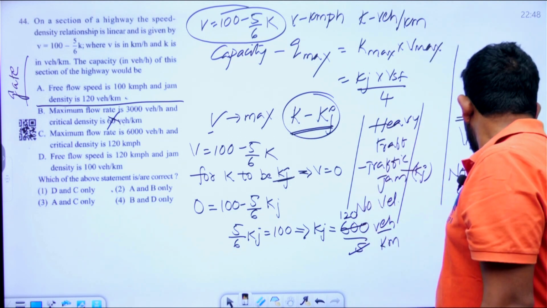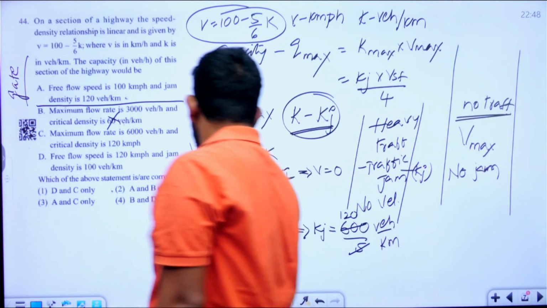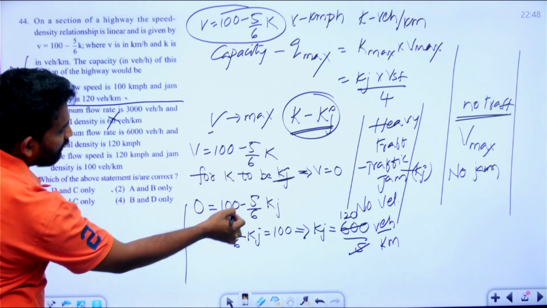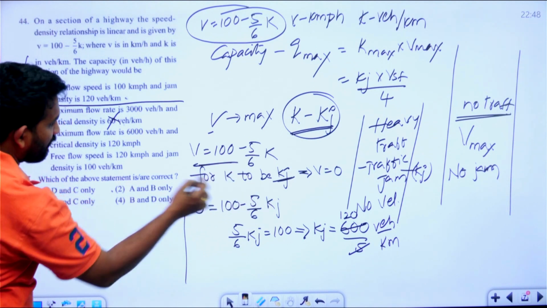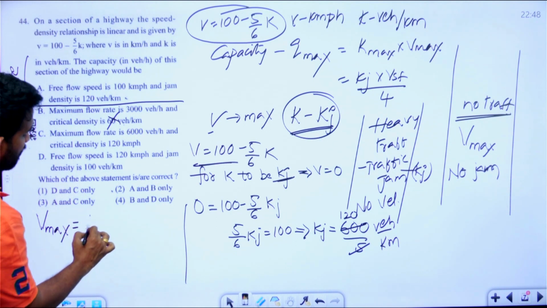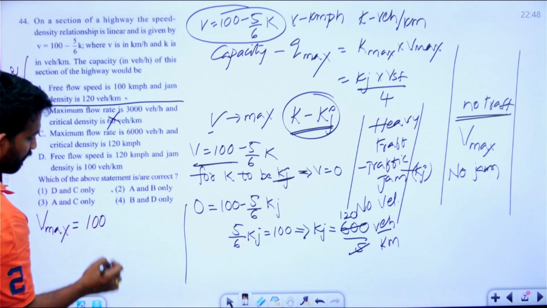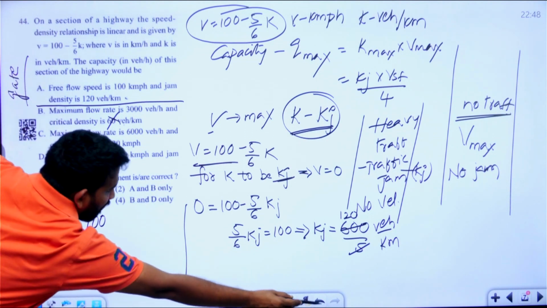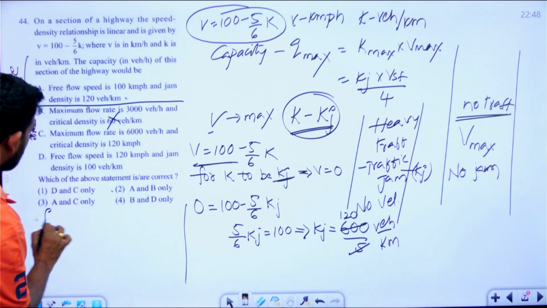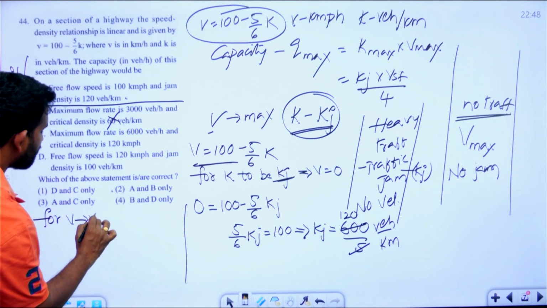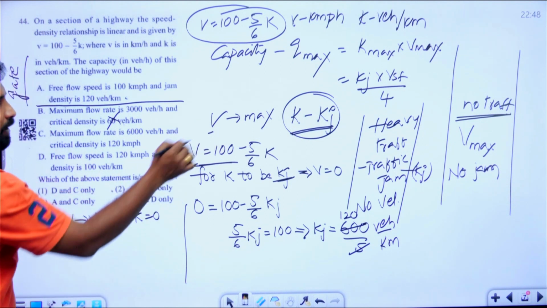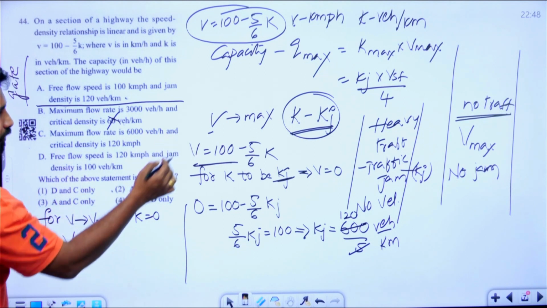Now I'll be making some free space here. At this statement only, we can take this simple formula. In this equation, we are going to take V as V max, and V max is equal to 100. So for V being V max, which implies K is equal to 0. For V being its V max, the value of K will be equal to 0.